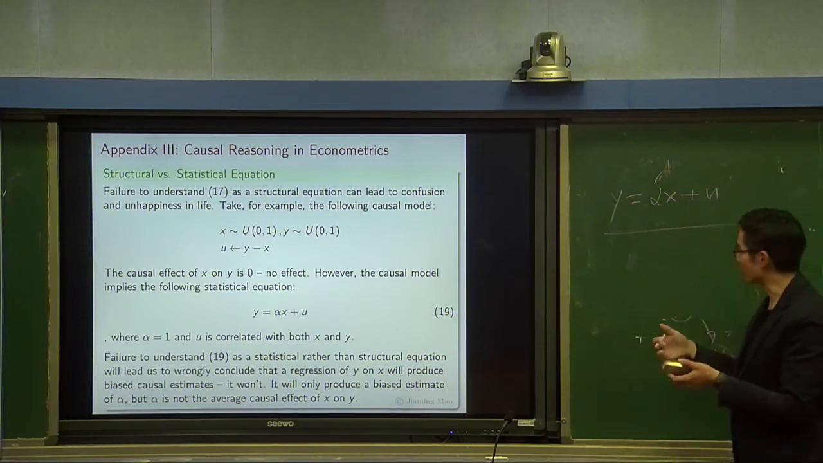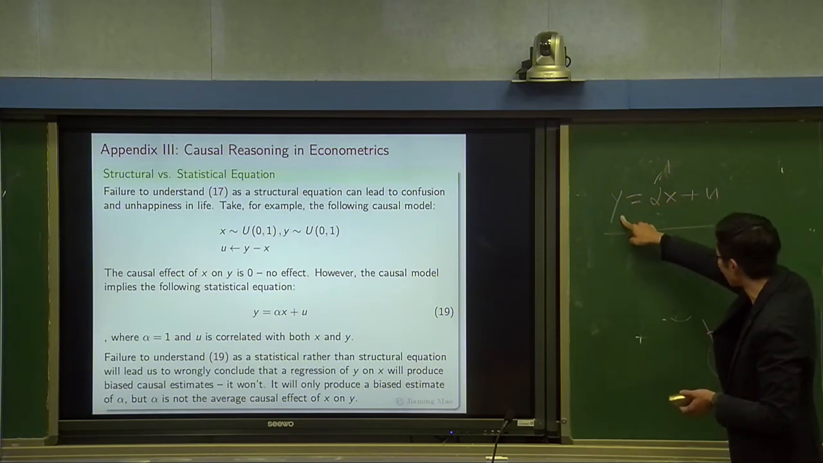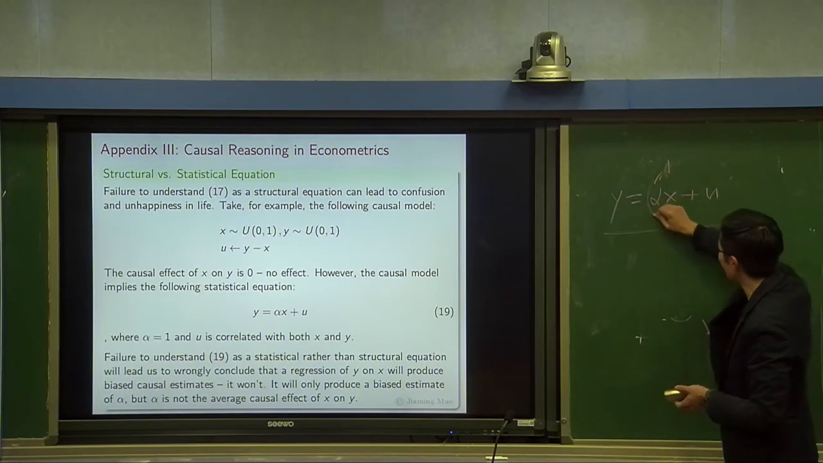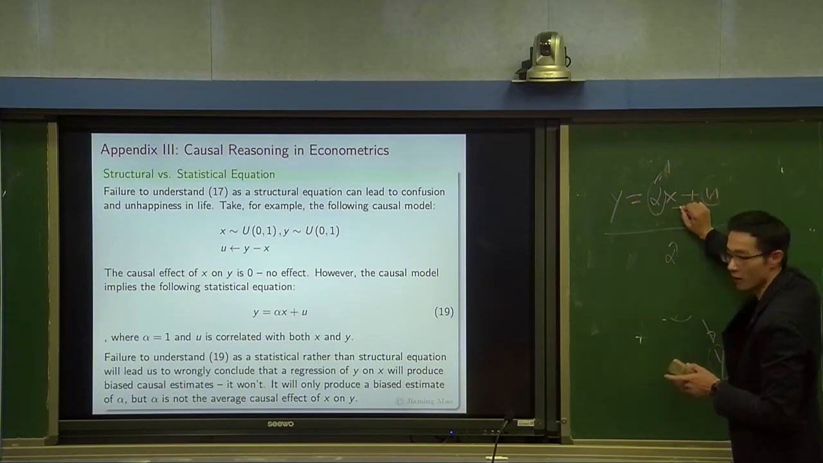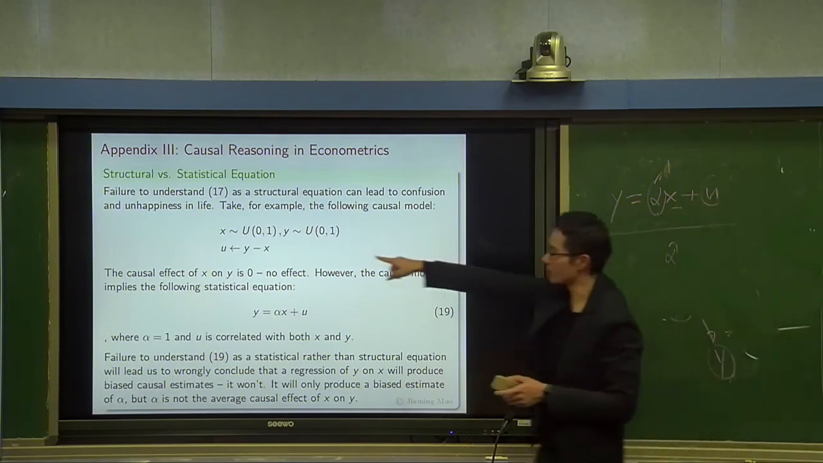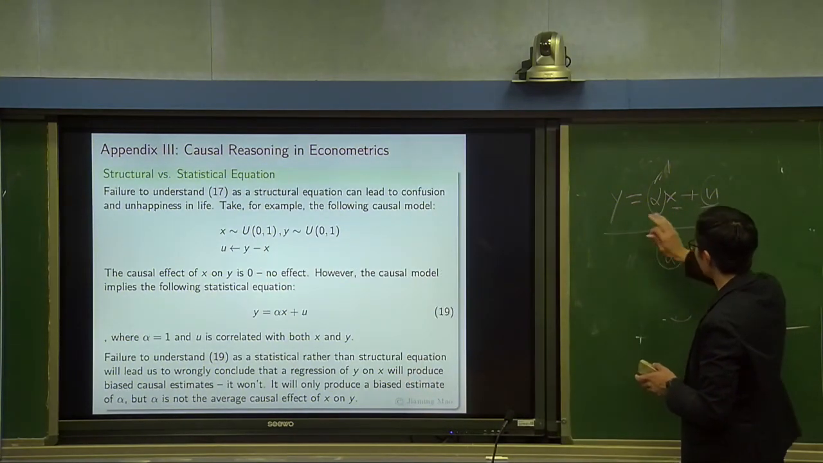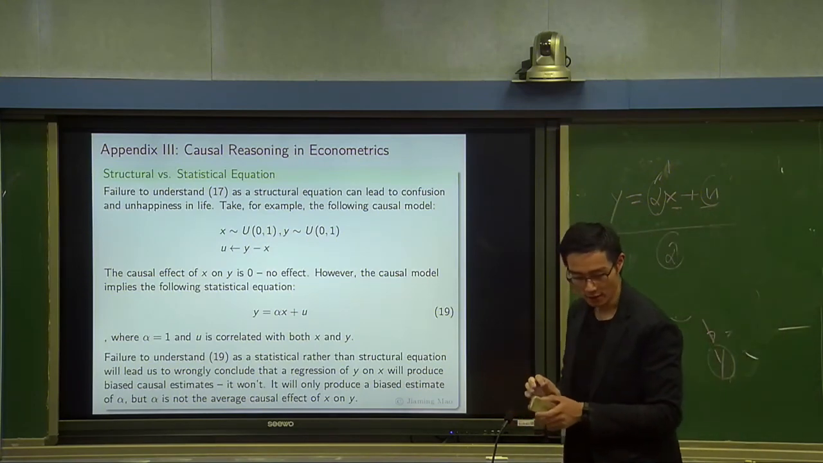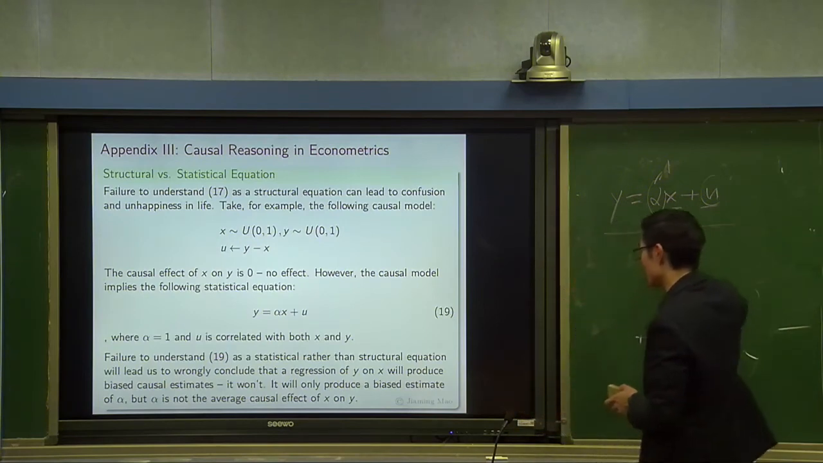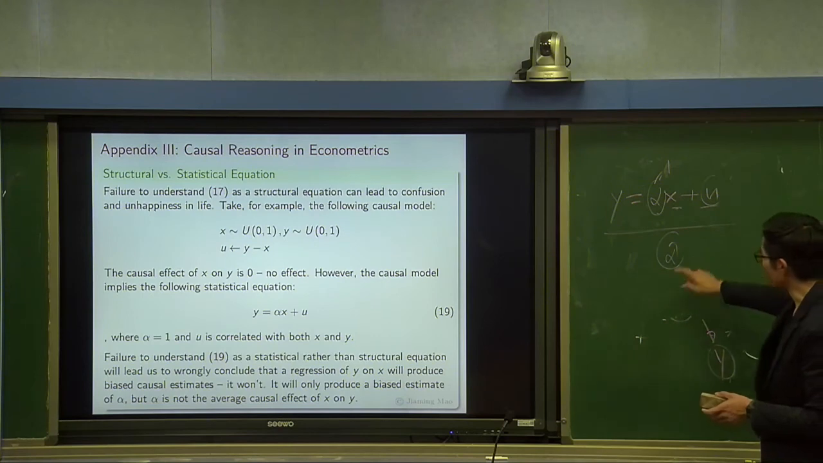But according to traditional reasoning, if we run a linear regression of y on x and u, the alpha estimate will be biased. Why? Because u and x are correlated. Are u and x correlated? Yes. Okay, so u and x are correlated. So in this case, we say the alpha hat, if we run a regression of this, will be biased because u and x are correlated. However, is it true? Is it true that when we run this linear regression, alpha hat is biased? Is that true?